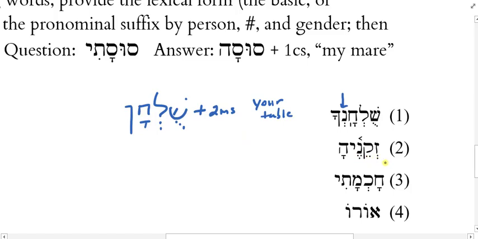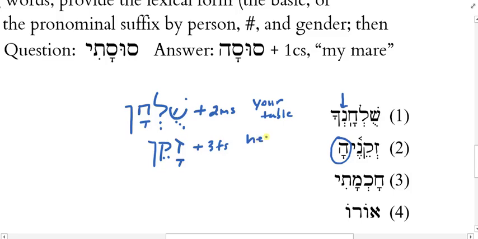All right. Look at zekeneha. Say that. Zekeneha. What is the lexical form here? Zaken. You just need to remember your vocab words here, right? A zaken is an elder or an old man. Now it has a pronominal suffix, ha. Which person, gender, number is that? It's 3FS. Okay? So whose elders are these?